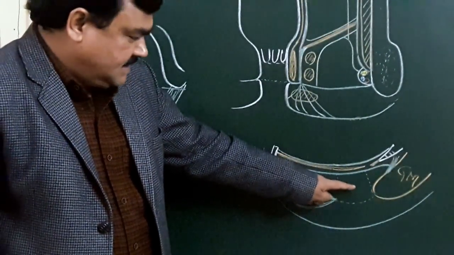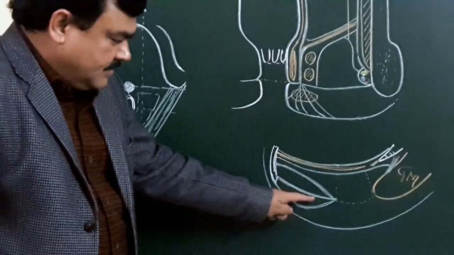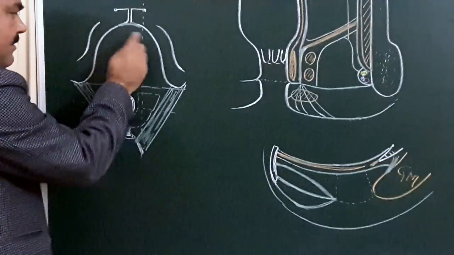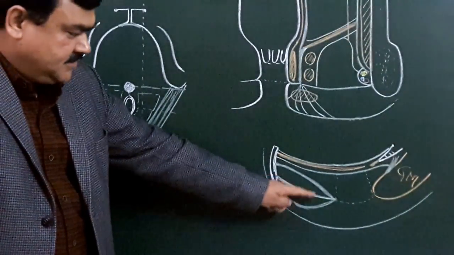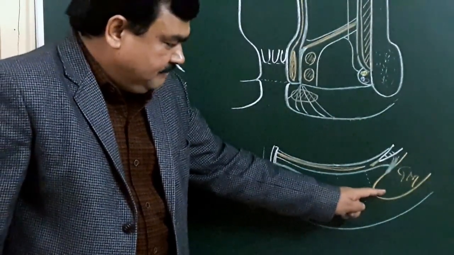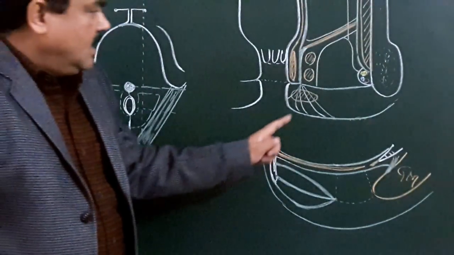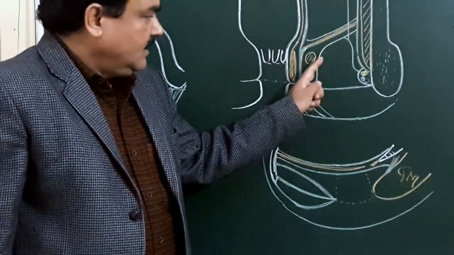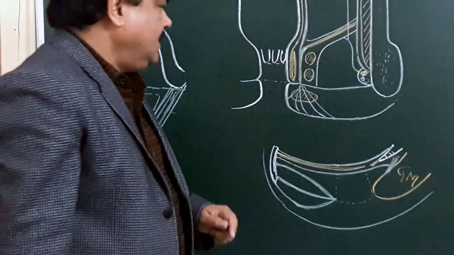So this is the ischiorectal space. Anteriorly it is bounded by this perineal membrane. Here you can see this is the ischiorectal fossa, anteriorly bounded by the perineal membrane. This is the urogenital region. And posteriorly, it is bounded by gluteus maximus. You have seen the base, apex, lateral boundary, medial boundary, anterior boundary, posterior boundary. So these are the boundaries of the ischiorectal fossa.